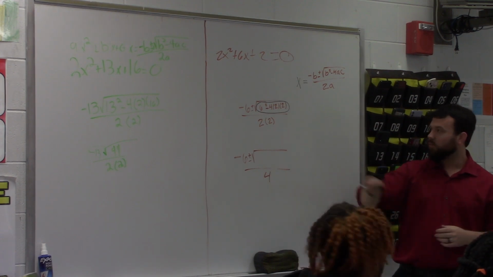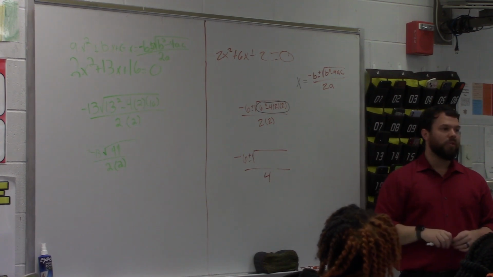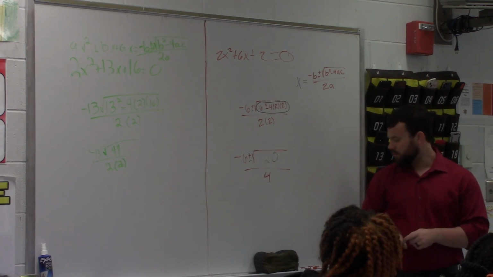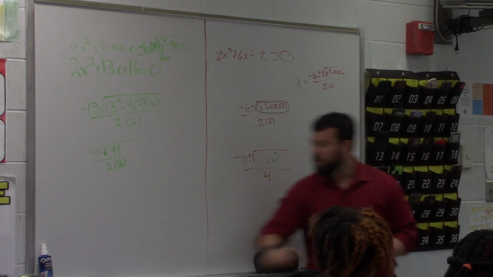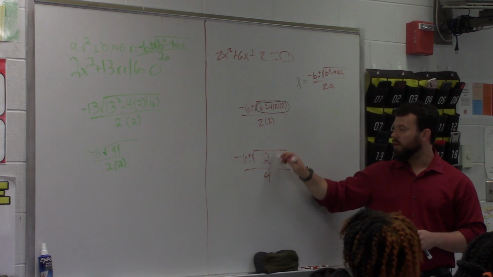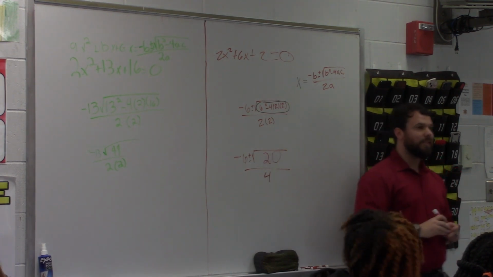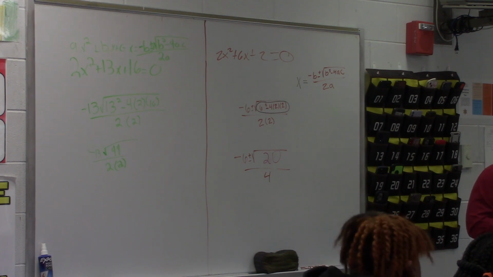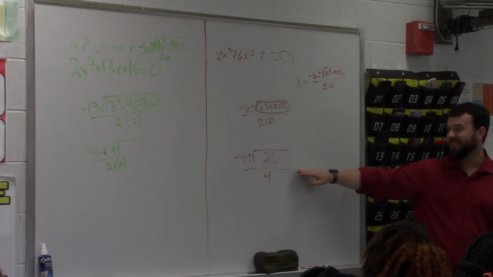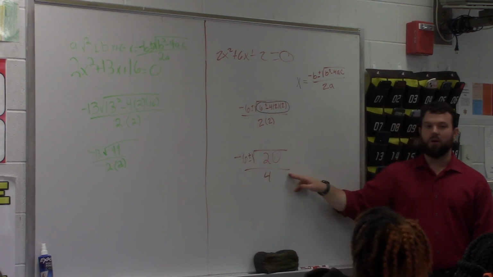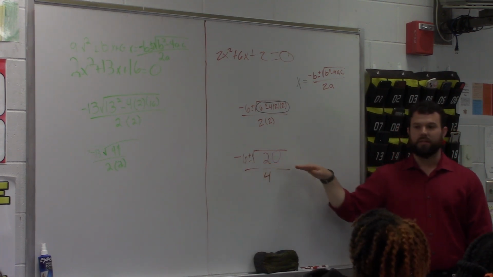Don't react. Right here, 6 squared minus 4 times 2 times 2 is 20. So when I look at this, that's all I had to do. Now, there are some times when you're going to want to simplify that radical, and I'm going to show you what that means. But I need you to be careful. Please notice, this fraction bar goes all the way across, doesn't it?